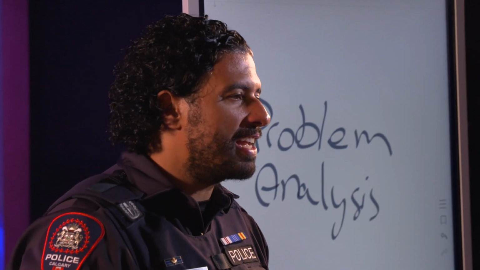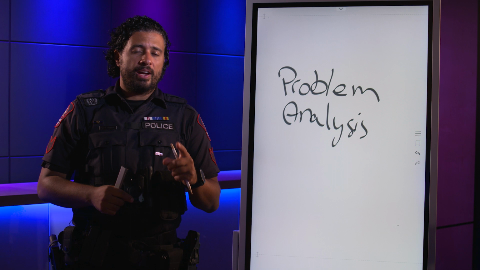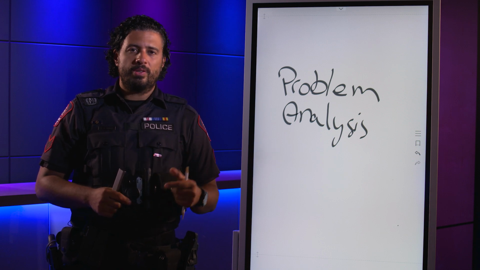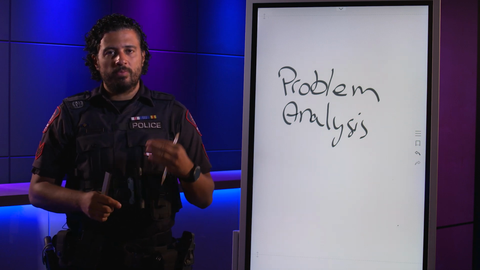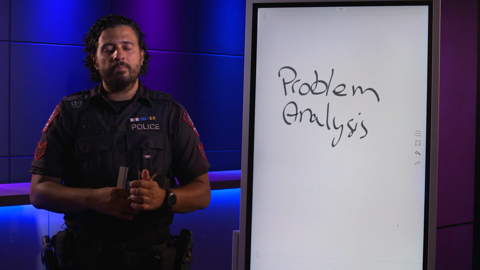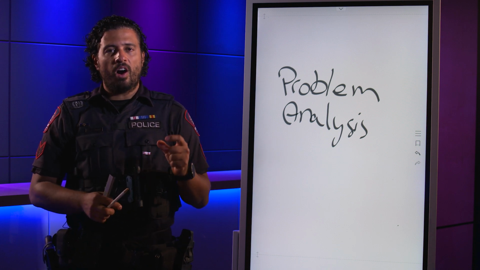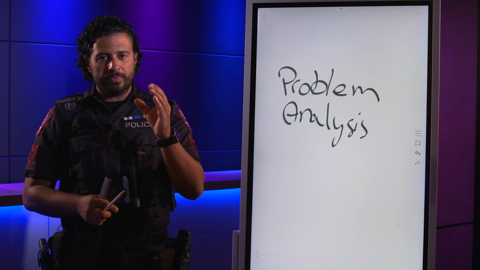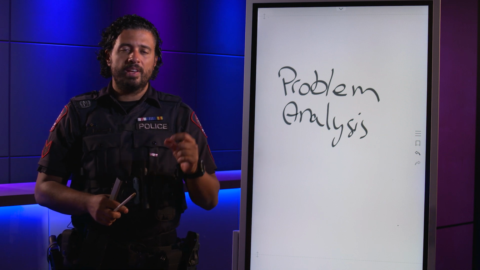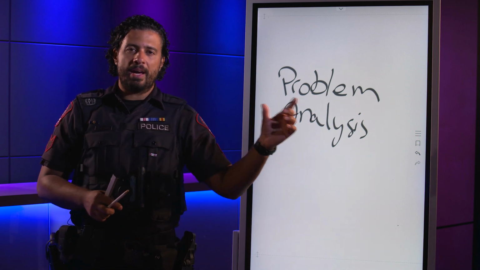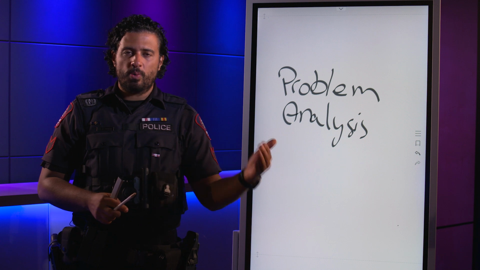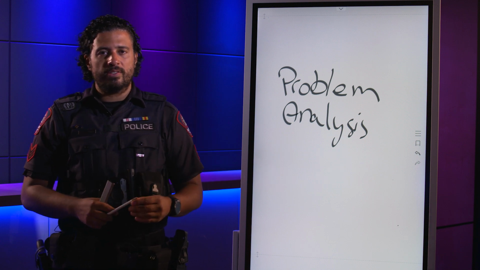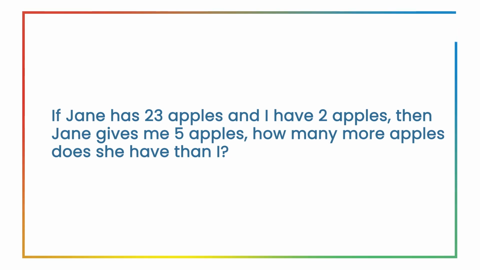All right, let's get into our second question. Now, one thing I don't want you to do is get discouraged in the math problems. Try to make some kind of sense of them, try to work them out, because often what I found with the pass-fail rate with the exams is people tend to give up on the math sections. So let's work this one out together as well. I'll give you a chance to answer it and then we'll do it together. If Jane has 23 apples and I have 2 apples, then Jane gives me 5 apples. How many more apples does she have than I?